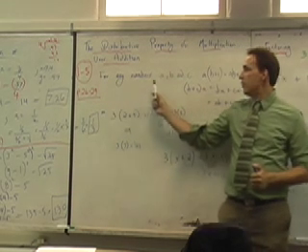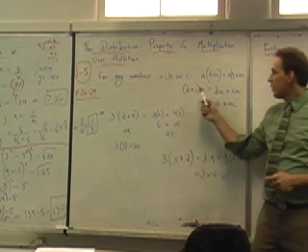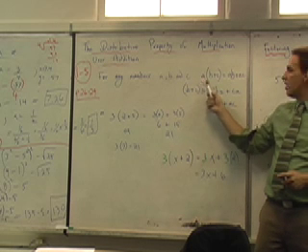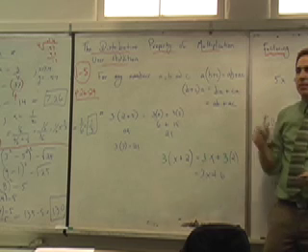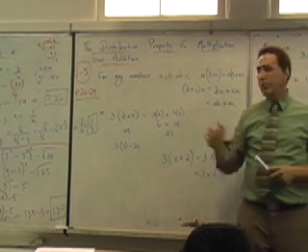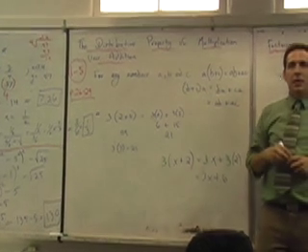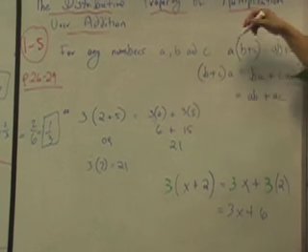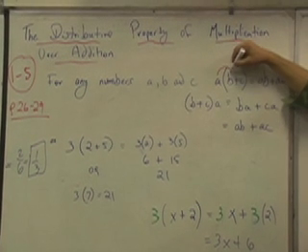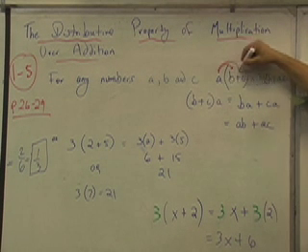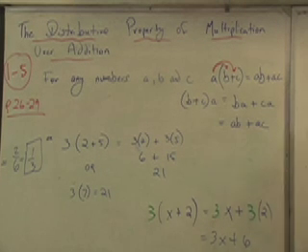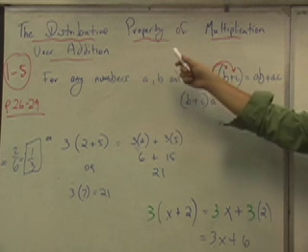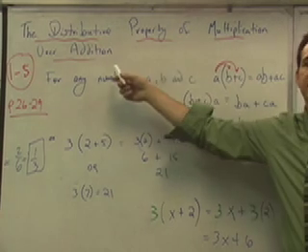For any numbers A, B, and C, A distributed onto B plus C is the same thing as saying AB plus AC, okay? We're focusing on the board now. A lot of people put arrows here to indicate that you're distributing: A times B, A times C. And this is the distributive property of multiplication over addition.